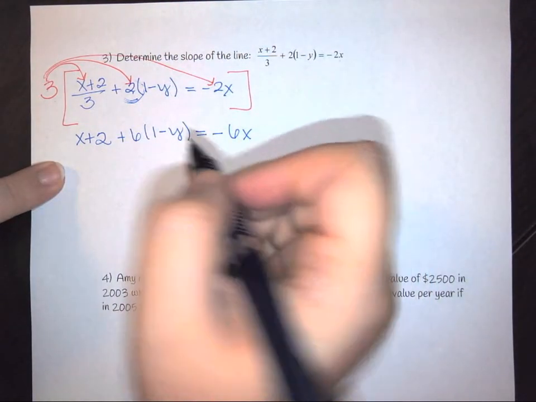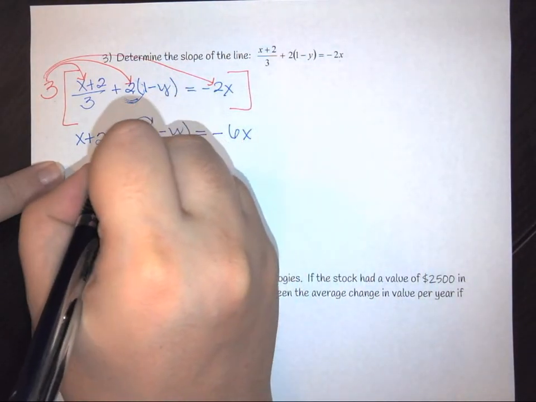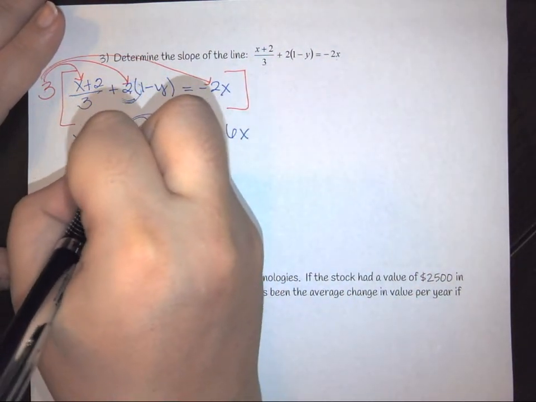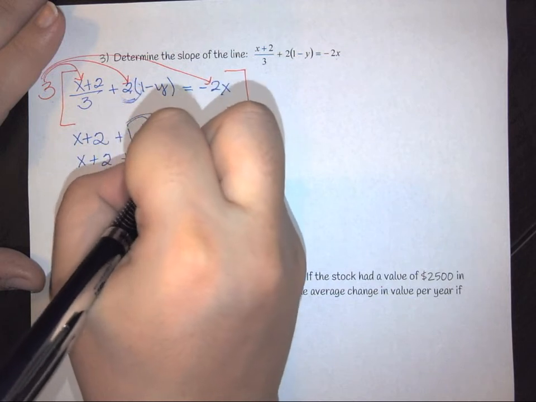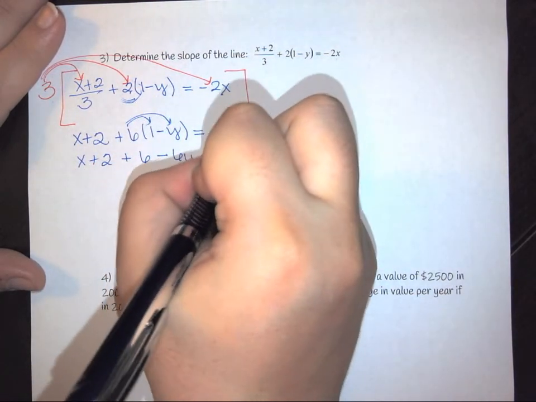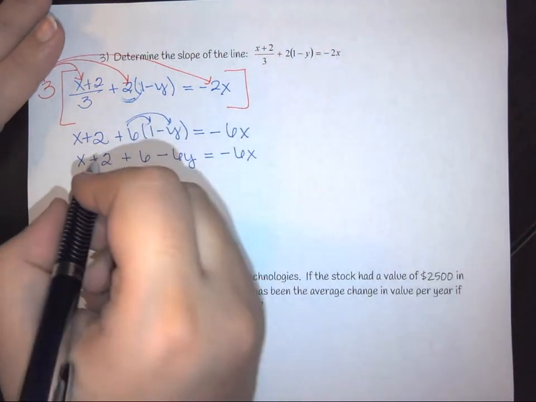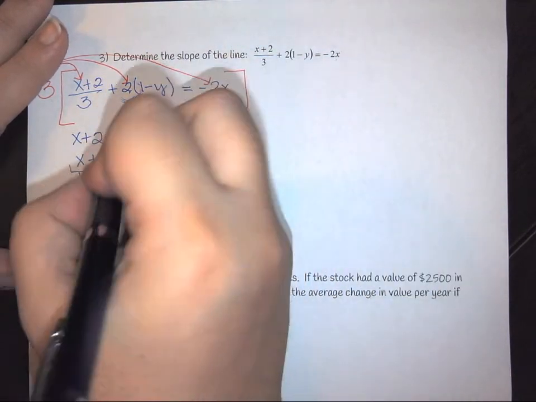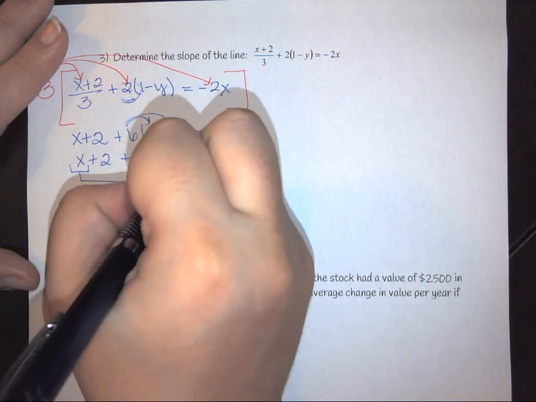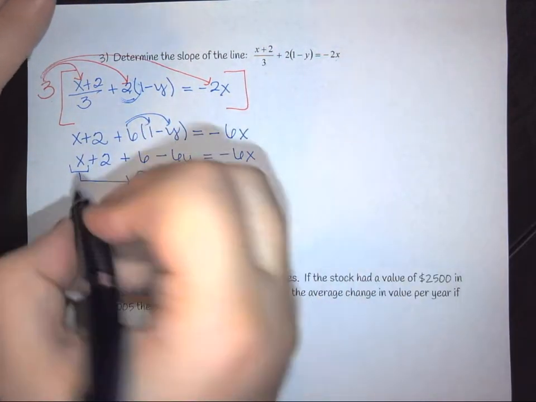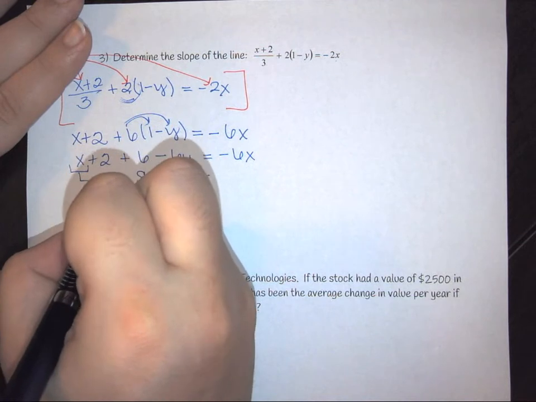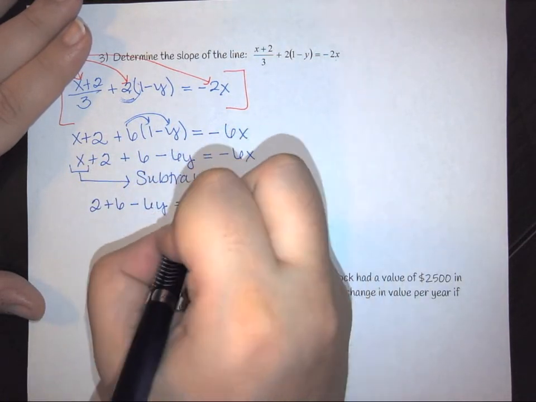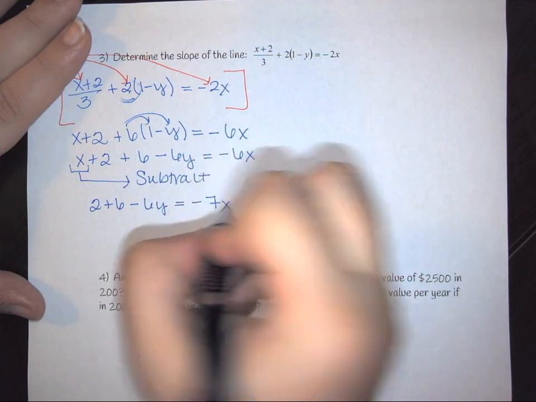I now have to work to get y by itself. So I need to distribute. So I have x plus 2 plus 6 minus 6y equals negative 6x. I'm going to take this x and I'm going to move it. Because it's positive, I have to subtract. So I'm going to have 2 plus 6 minus 6y is equal to negative 7x.